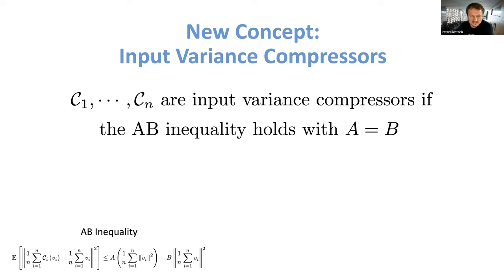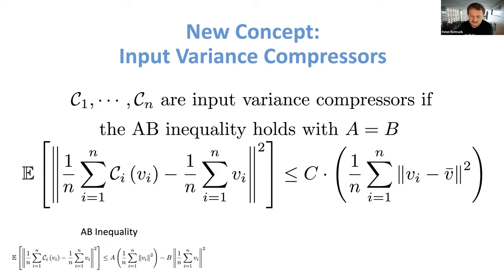So we say that these compressors C1 through CN are input variance compressors. And again, notice that we're not talking about compressors that are individually input variance compressors. As a collection, they have this property, which we call input variance compressors, if the AB inequality holds with A being equal to B. So in this case, since A is equal to B, let's just call that constant C. So if you look here at the bottom left at the AB inequality, and assume that A is equal to B, then the difference between these two is nothing else than this thing that I'm circling with my pointer.